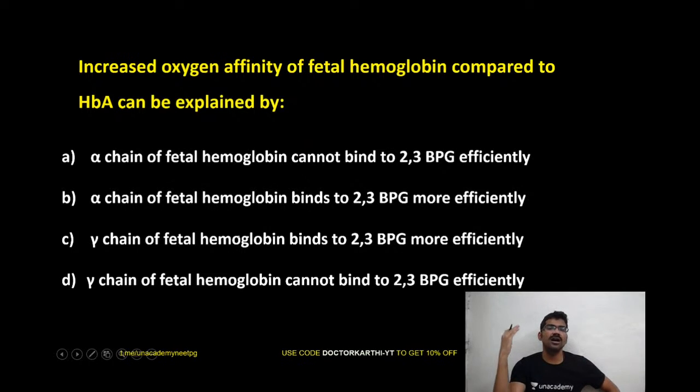Increased oxygen affinity of fetal hemoglobin compared to adult hemoglobin can be explained by which of the following? Answer this. See, I tried to confuse you. Sorry for this. I made it like this. Alpha chain of fetal hemoglobin cannot bind to 2,3-BPG efficiently. Okay.